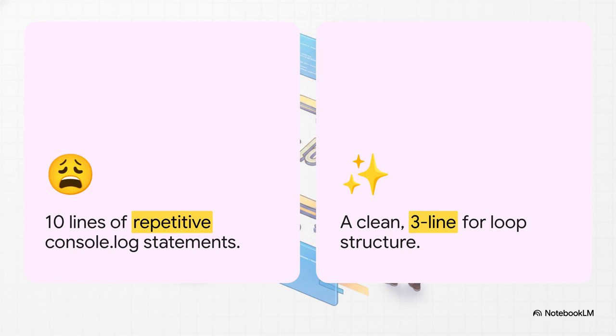Just look at the difference here. On one side, you've got 10 stacked lines of repetitive console.log statements. On the other, a sleek, elegant 3-line loop structure. Now imagine if you needed to print 1,000 lines. Doing that manually would take hours, right? But the loop, it still just takes those exact same 3 lines. That is the absolute power of DRY code.